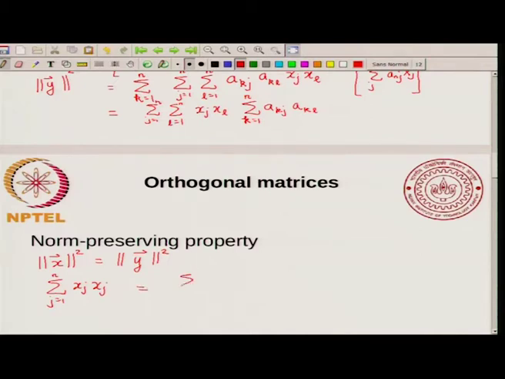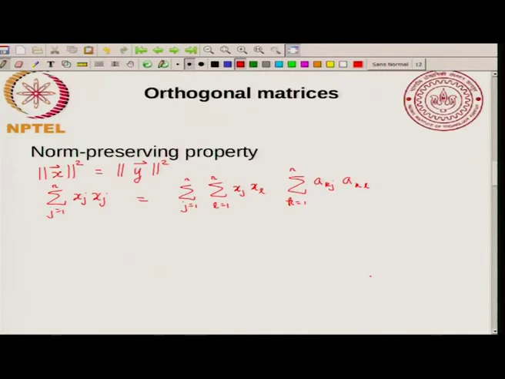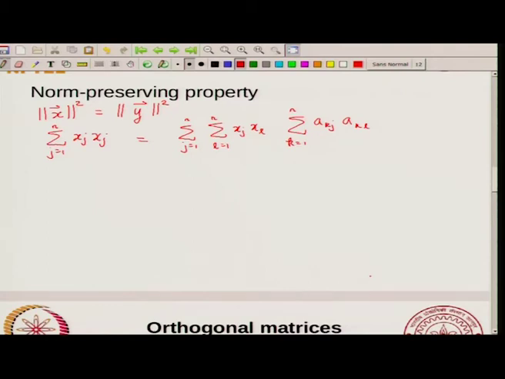This should be identical to what we have here: a sum over j equal to 1 to n, and additionally a sum over L equal to 1 to n, and you do not have xj into xj, you have xj into xl, and not only that, you have this additional term which looks like sum over k equal to 1 to n akj akl. Now you can just take a look at this, and you immediately realize that in order for this to be true, this whole thing here should be 1 if j equal to L and it should be 0 otherwise.